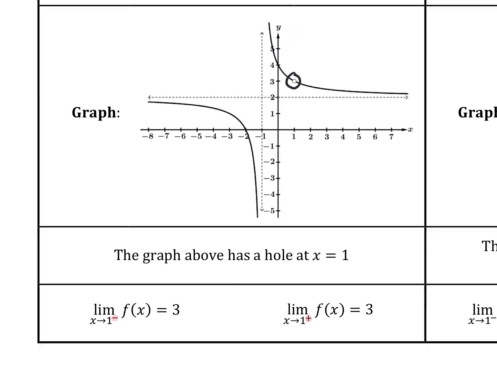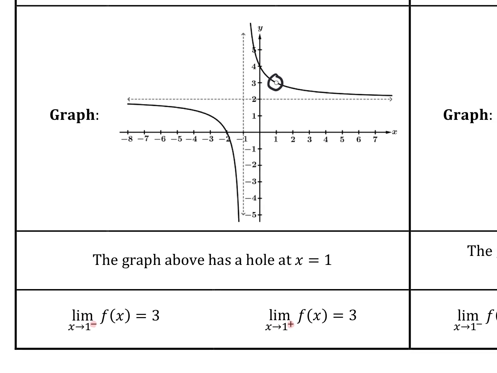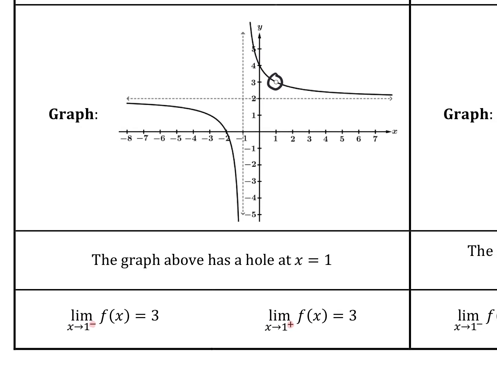Now let's look at the graph carefully. If you are approaching your function from the left side of 1, so this is your 1, if you're coming from here, what value of y does it actually approach? It's not at it, it's just approaching. So we can see that it's going to be approaching 3.